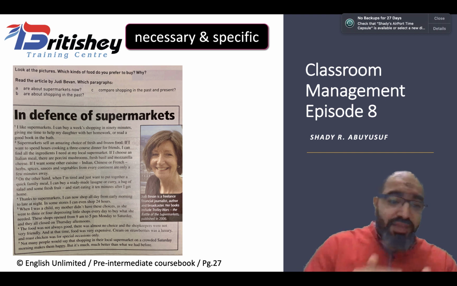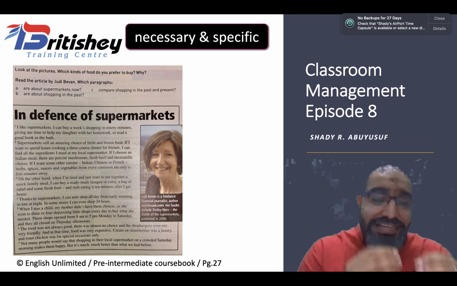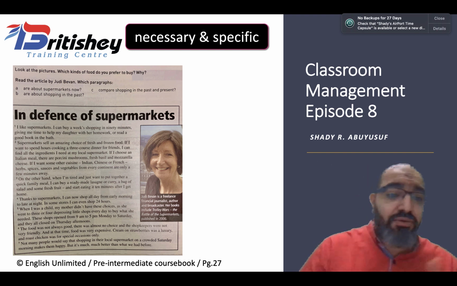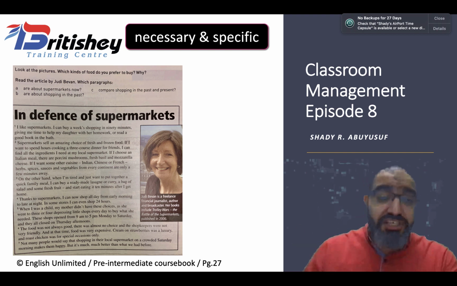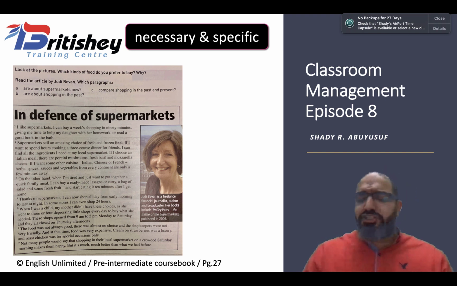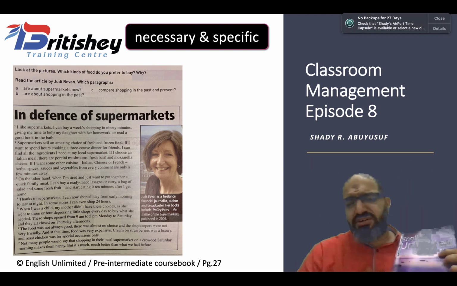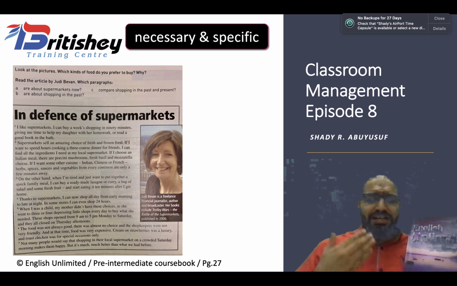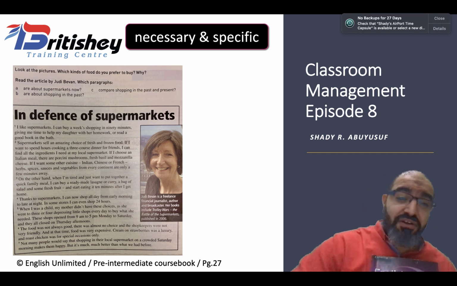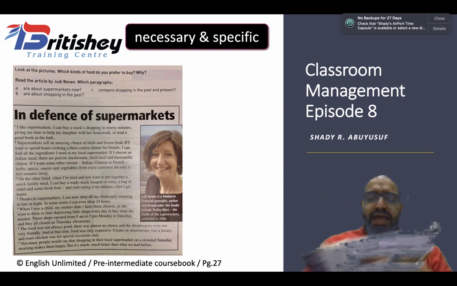Which paragraph? So we have, as you see, 6 paragraphs, and these 6 paragraphs need to be matched with 3 choices. A are about supermarkets now, B are about shopping in the past, and C compare shopping in the past and present. Now again, when you look at this as a teacher, and we're talking here about English Unlimited B1, so we're talking about a low level, right? Again, the students at this level would need your ICQs, because ICQs here are necessary, especially in an activity like this, right? So, how would you give instructions?